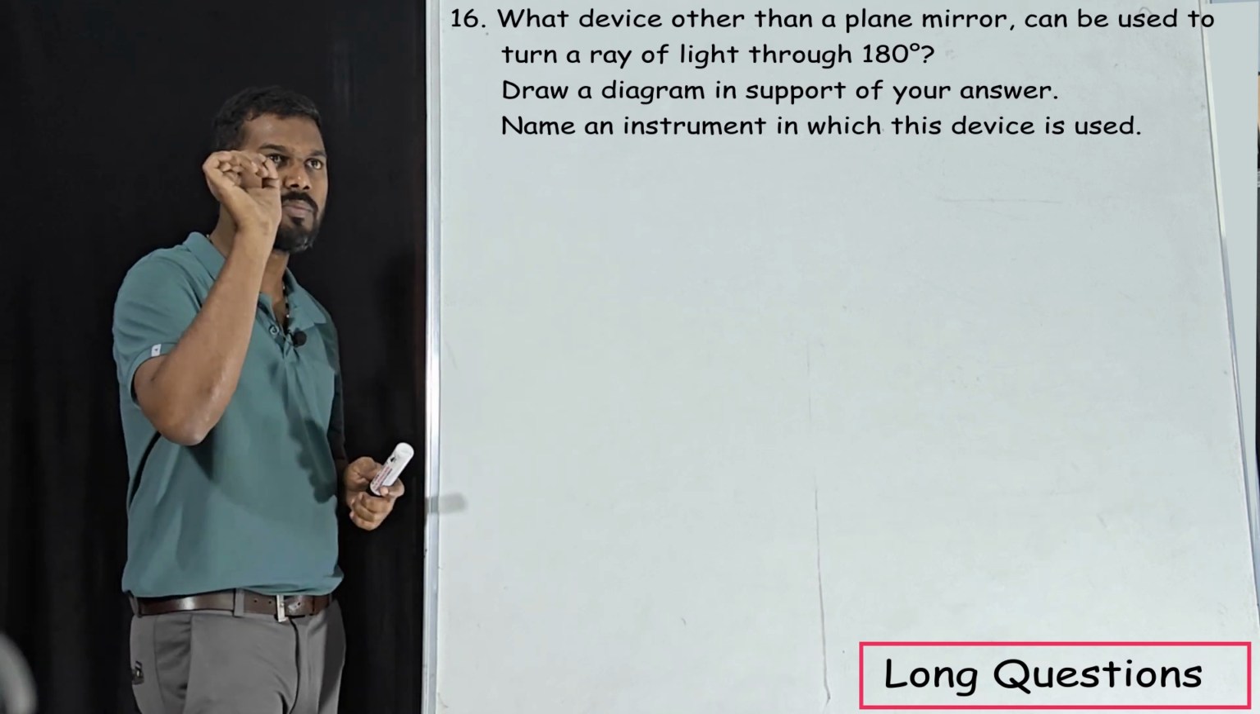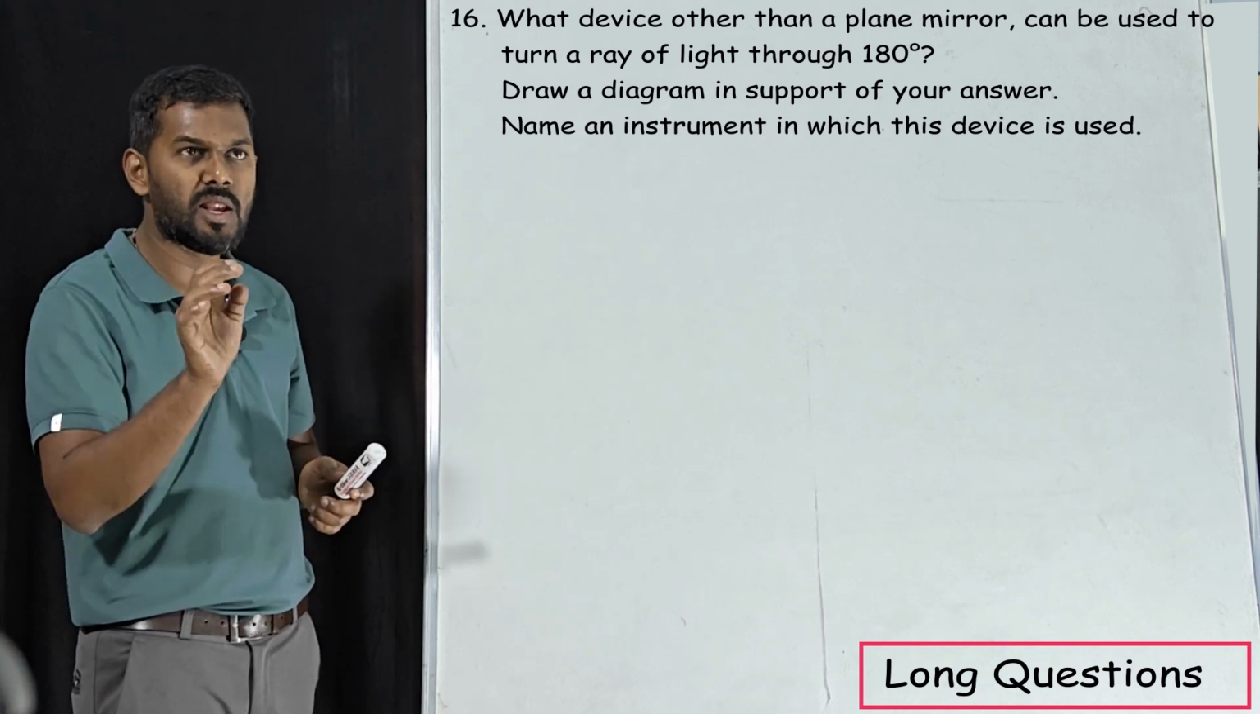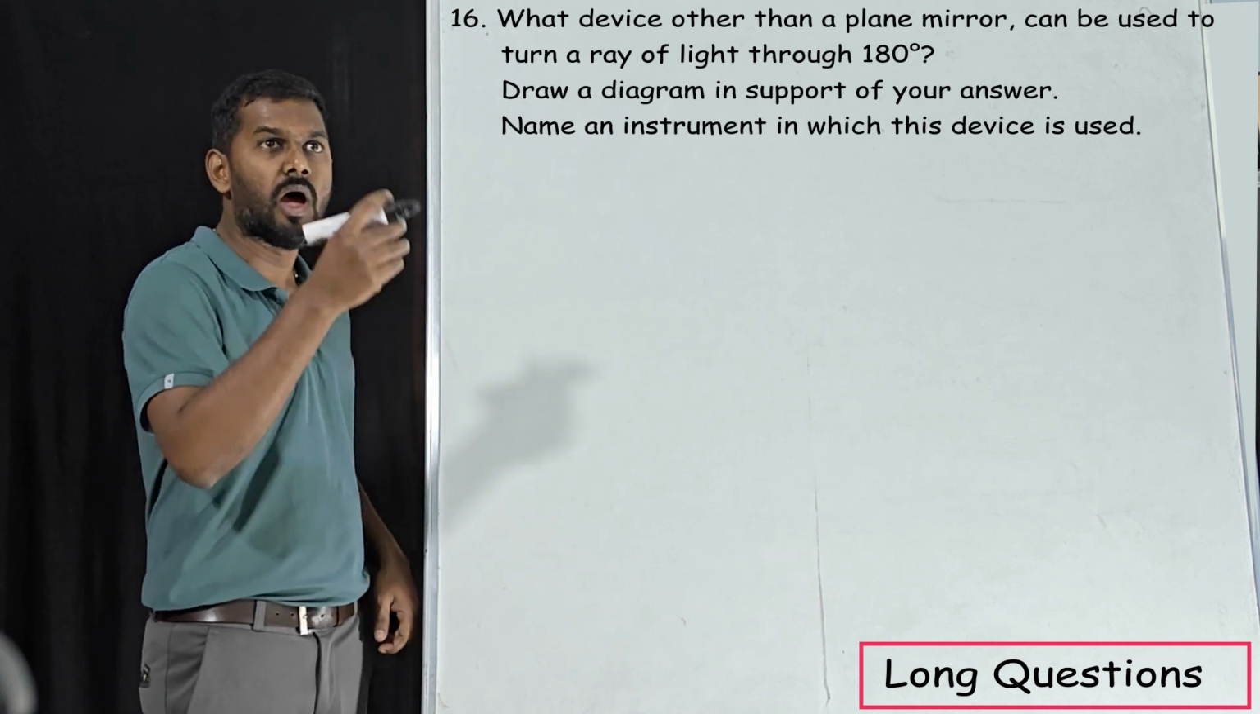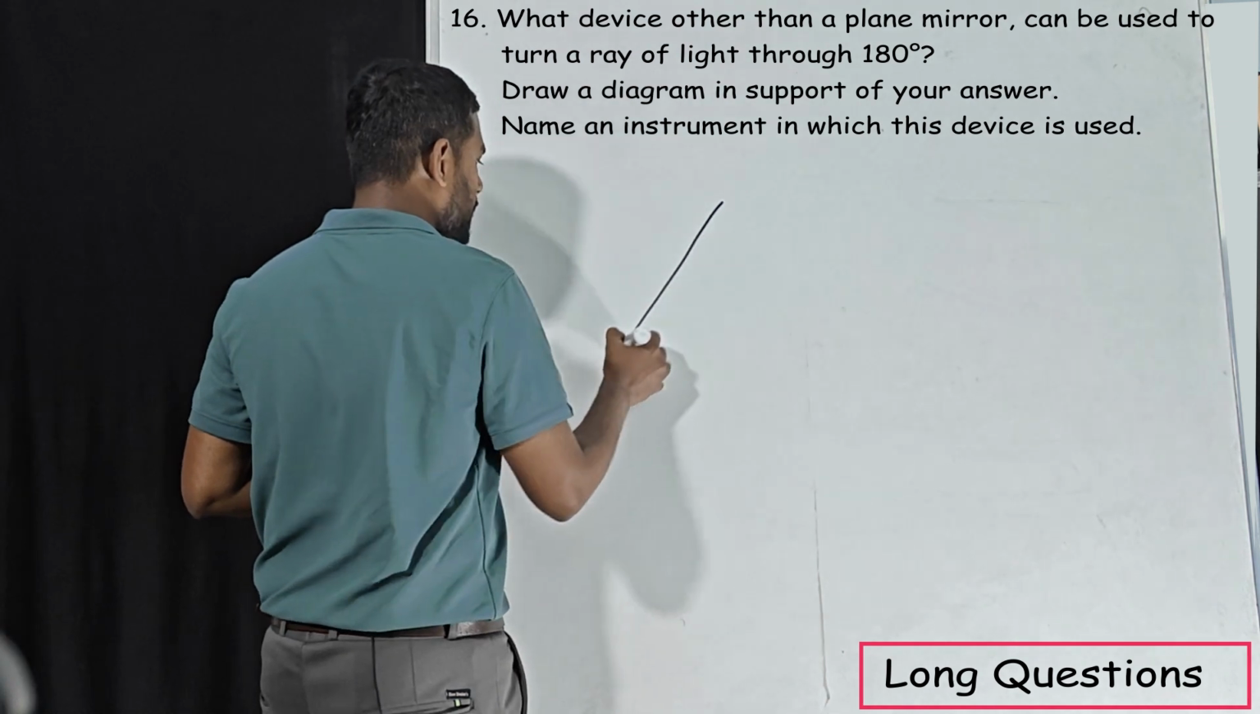What device other than plane mirror can be used? Very simple. Total reflecting prism. Total reflecting prism is used to deviate a ray through 180 degree. Okay, that is what we are going to do here.